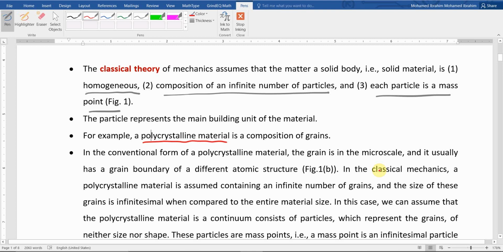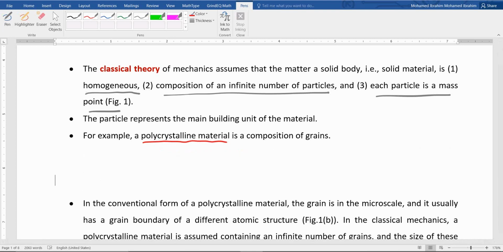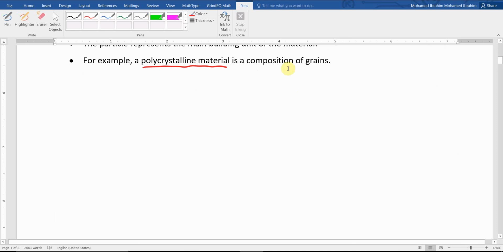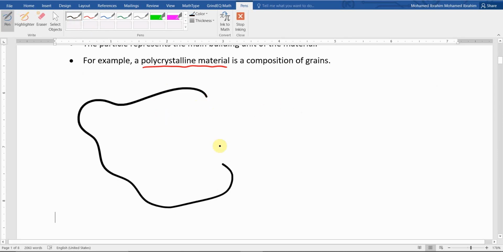And I'm going to give you a typical diagram of a polycrystalline material. Let's say that we have a material, whatever the shape of this material. If we try to look inside it somehow, you will see that this material is a composition of so many grains.